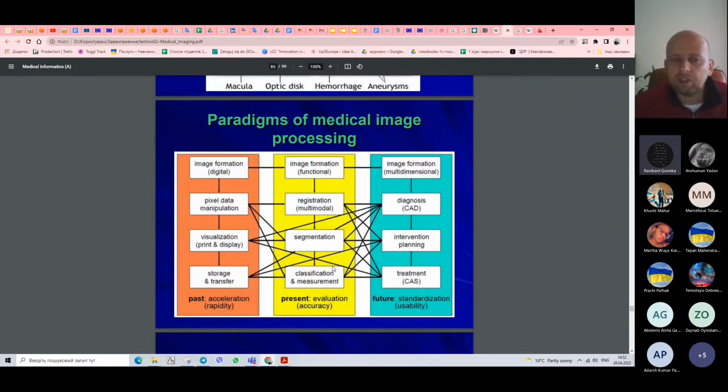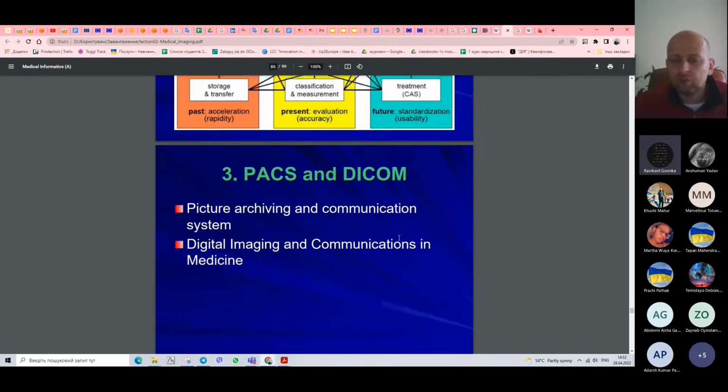Paradigm of medical image processing. To begin with, image formation, digital pixel data manipulation, visualization, print and display, and storage and transfer. After that, this passed acceleration rapidly. After that, evolution: formation, image registration, segmentation, and classification. In the future, standardization, usability, image formation, multidisciplinary diagnostics, intervention, planning, and treatment.